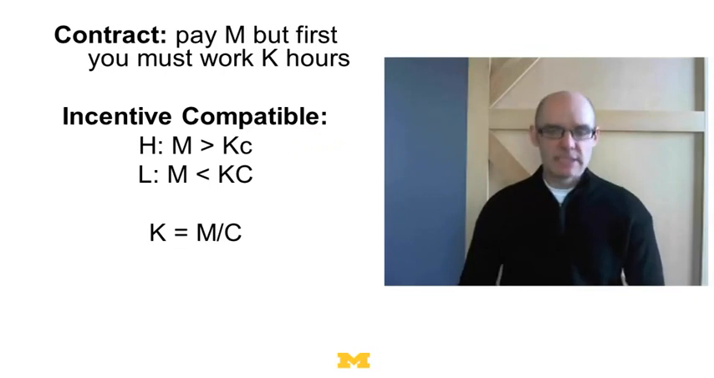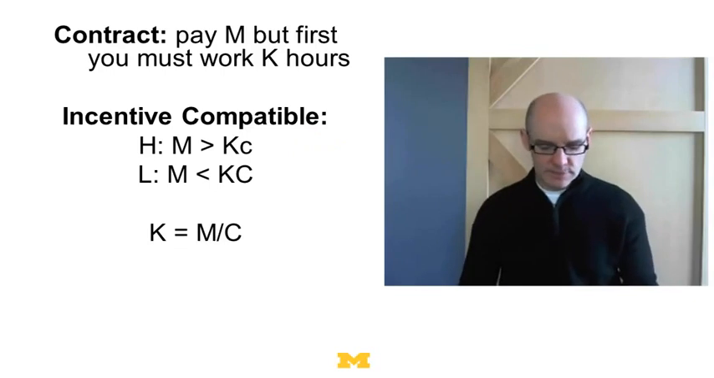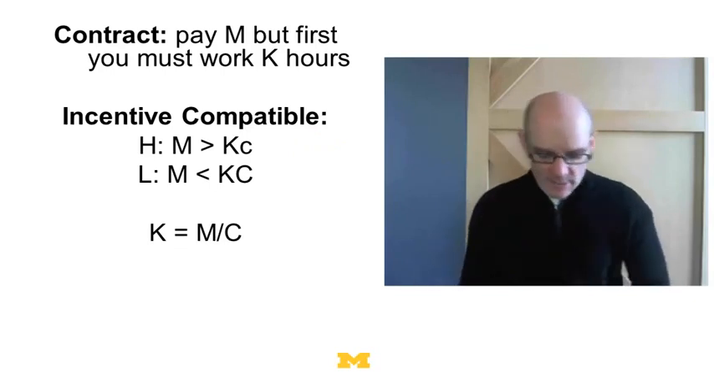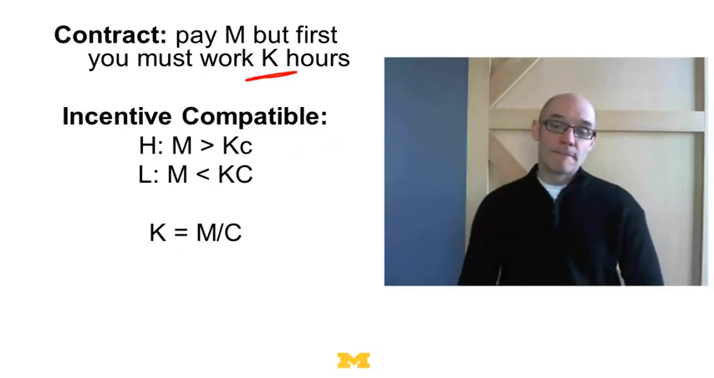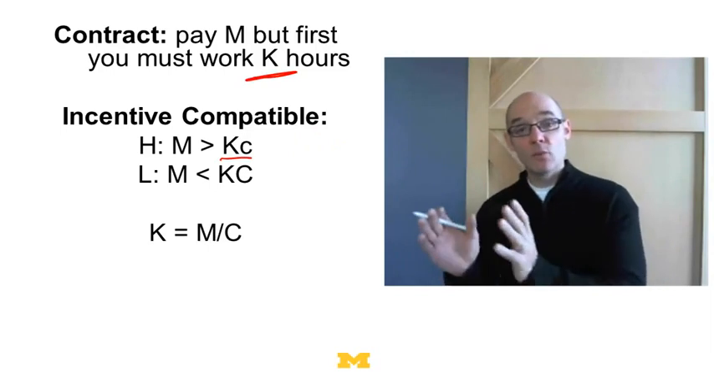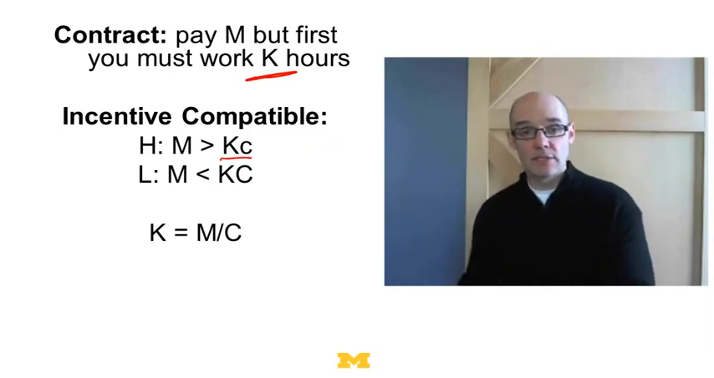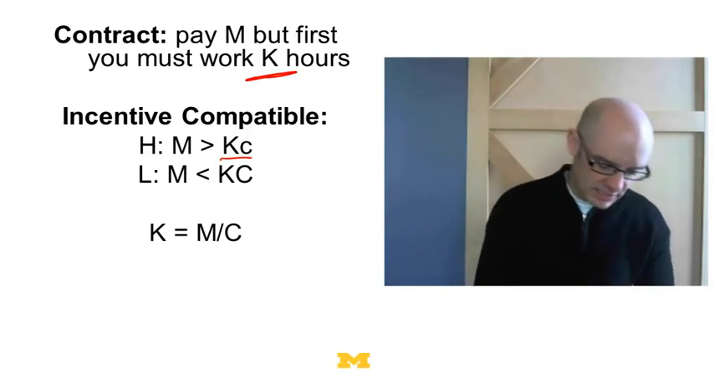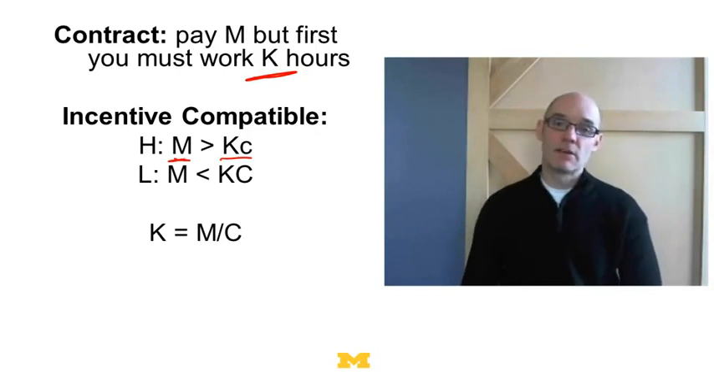Well, let's think about the incentives for these two types of workers. Let K be the number of hours I want to make these people work. If you're a high ability worker, the cost of working K hours is just K times little c, and you're going to be willing to put in these hours as long as K times little c is less than M, the amount of money you're going to get paid.